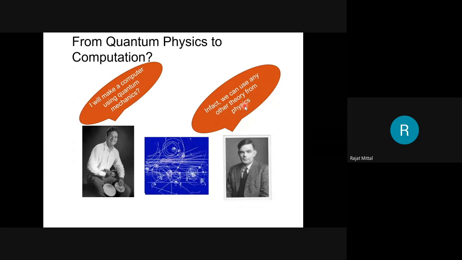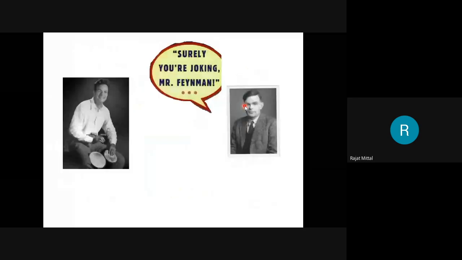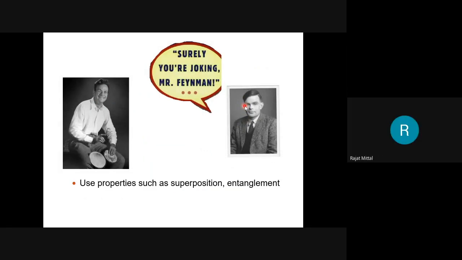And that we will call a quantum computer. And then Turing says, surely you're joking, Mr. Feynman. What do you mean? Why do you want to make a quantum computer using quantum mechanics? So now, obviously, why is Feynman excited about making a computer using quantum mechanical properties?